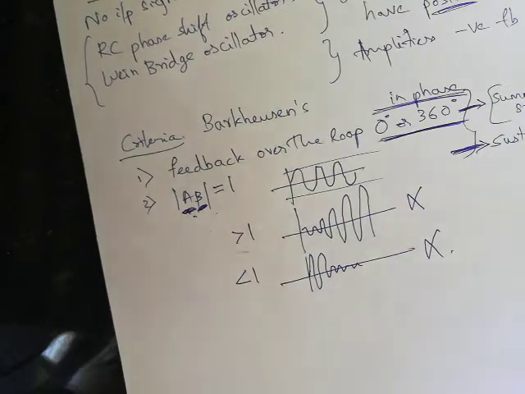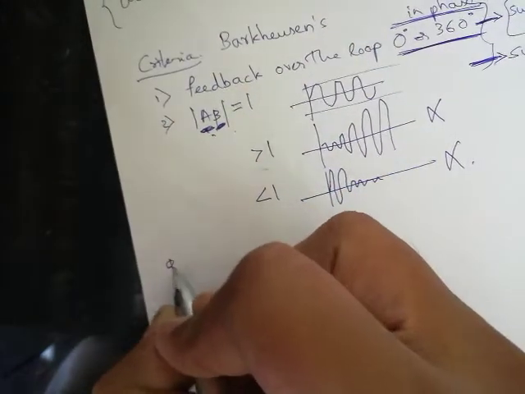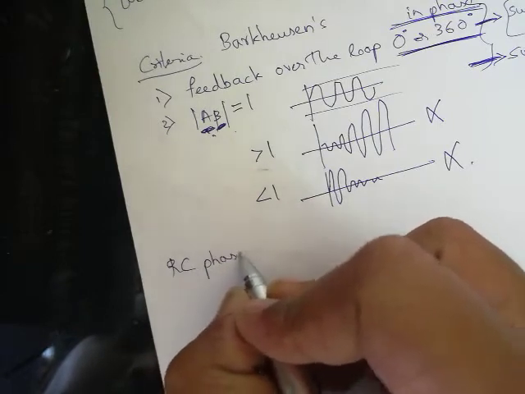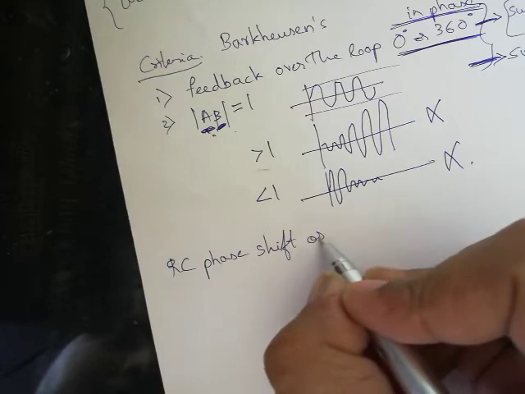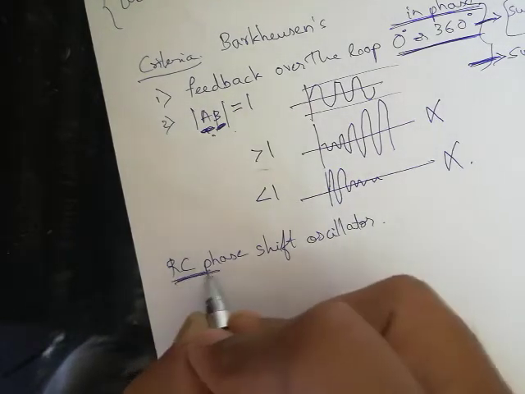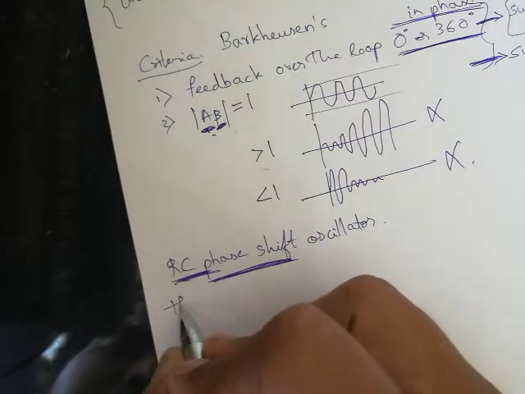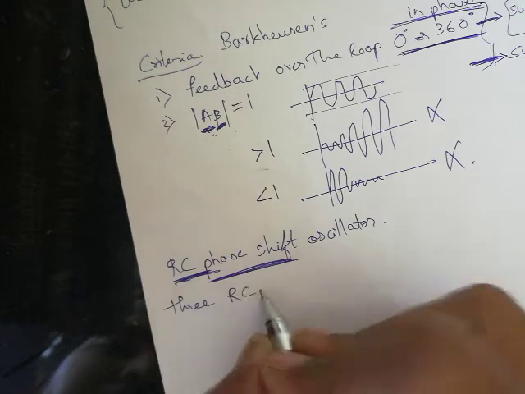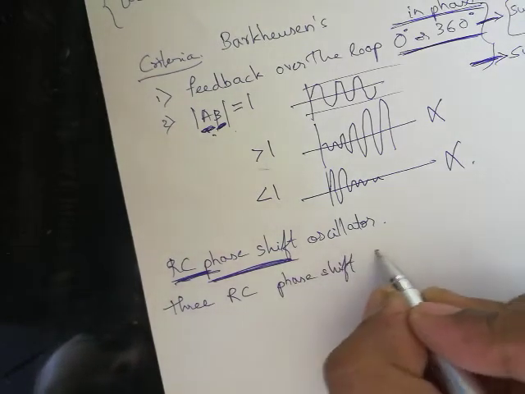So we'll try to implement our two types of oscillators, very interesting oscillators. We'll start with our first one, the RC phase shift oscillator. Important terms: RC phase shift means we are going to use 3 combinations of RC for providing phase shifts of 60 degree each.